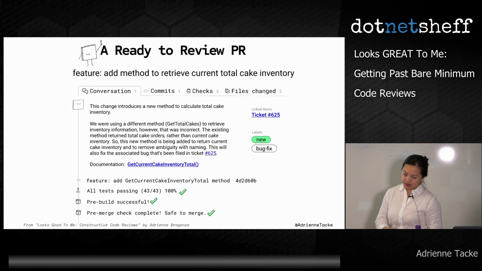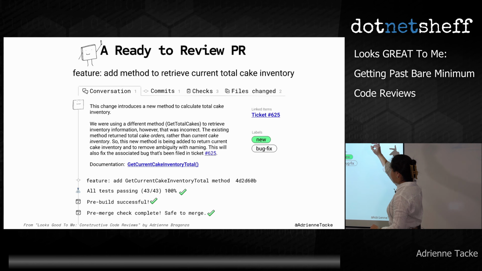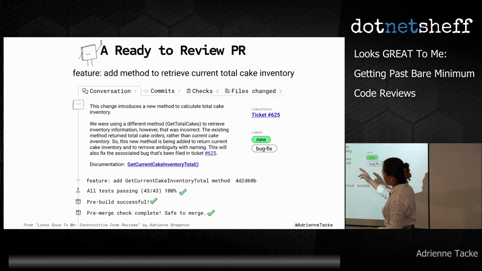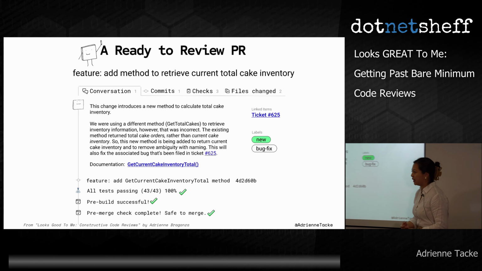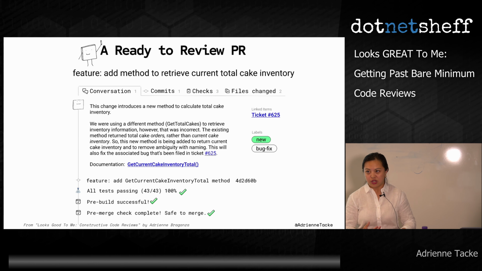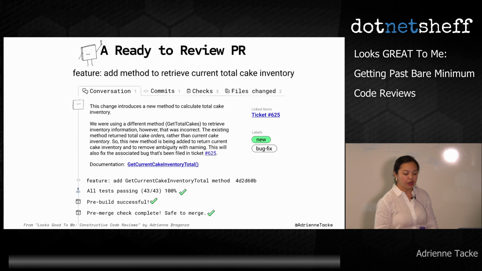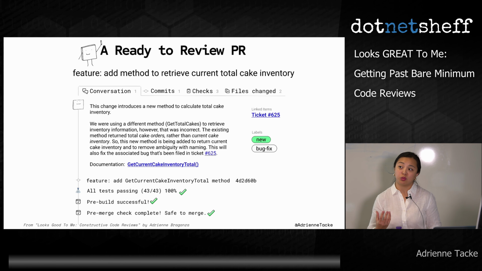And to juxtapose the blank one right here, we have a nice, really context-filled title. We have labels, we have the linked ticket items, we have context, we have linked to documentation, we have some pre-build checks that are already running and passing. That's the ideal state that we want to get to so that there's less time on the reviewer to focus on those things manually, and they can just focus on reviewing the code.